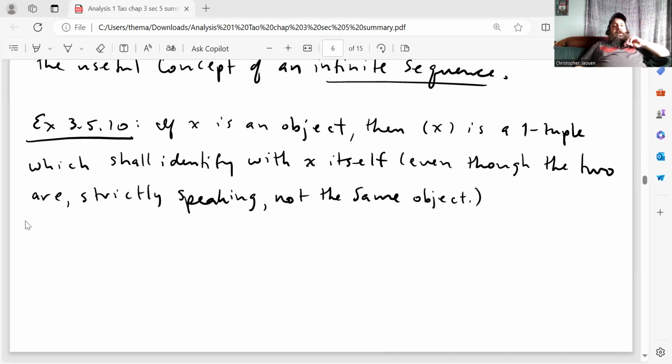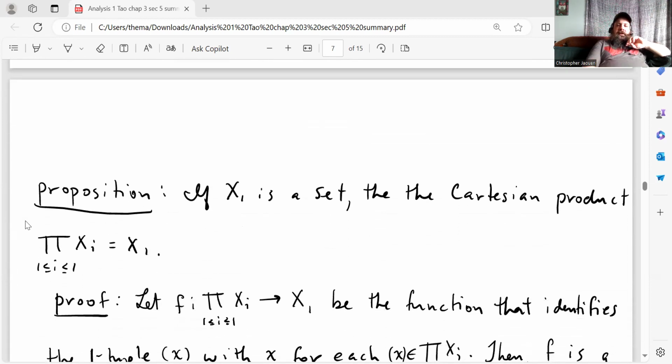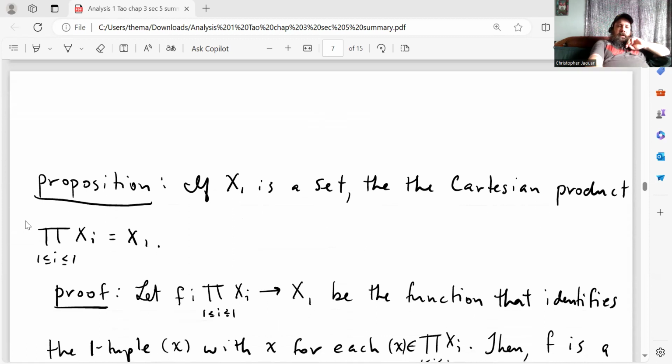Example 3.5.10: if X is an object, then the one-tuple containing X, we write in parentheses as (X). That's called the one-tuple, and we'll identify it with X itself, even though the two are strictly speaking not the same object. One is a one-tuple containing X, and one is just the object X itself.